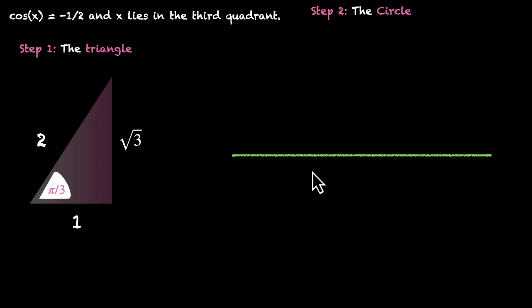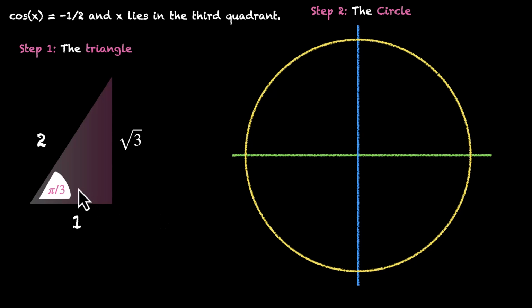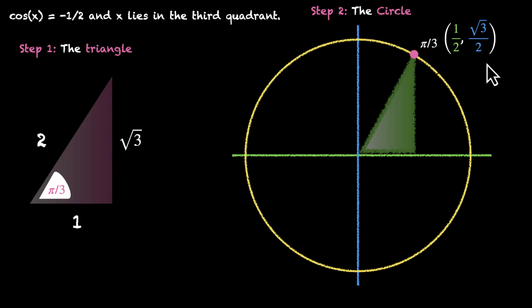That's our next step. Let's draw the unit circle. Let's put this basic triangle on it. This is the triangle with angle 60 degrees or pi by 3. This is the point. Again, we're not saying that this is x. This is just a reference point. This is pi by 3. These are its coordinates, half comma root 3 by 2.